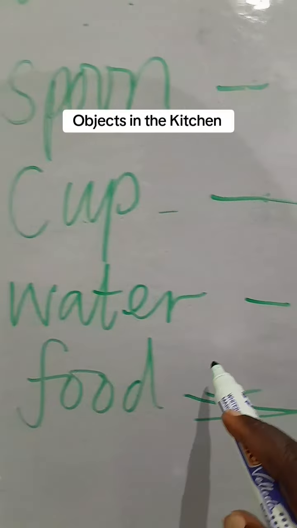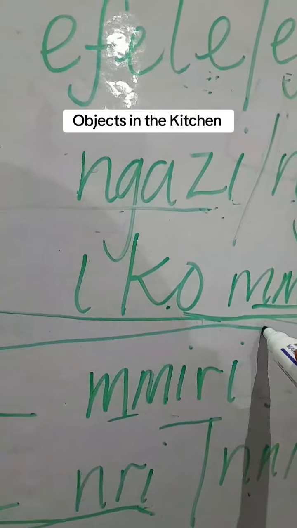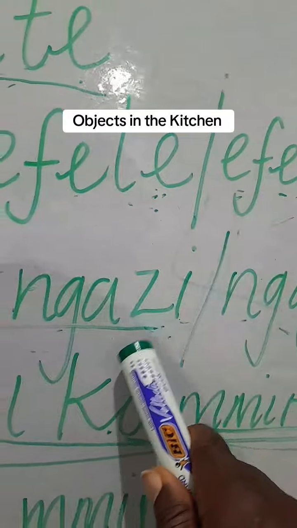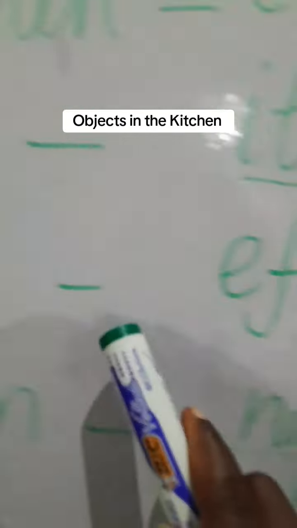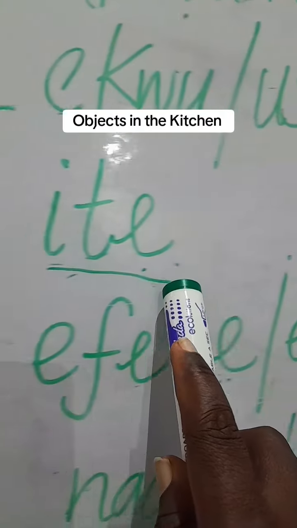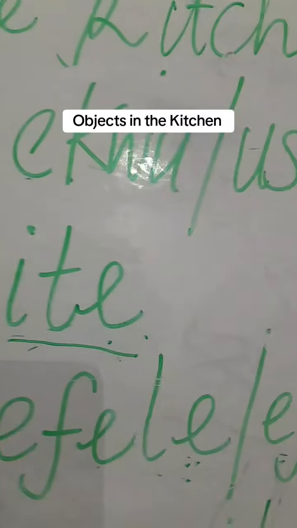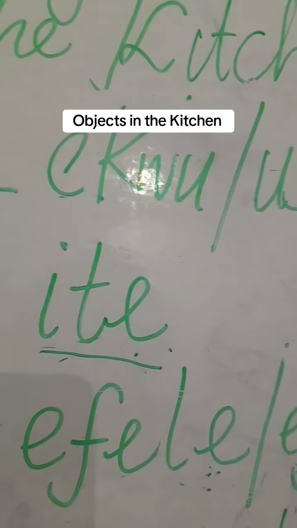Let's review. Water, mmiri. Cup, iko. Spoon, ngazi. Plate, efele. Pot, ite. Kitchen, useku.